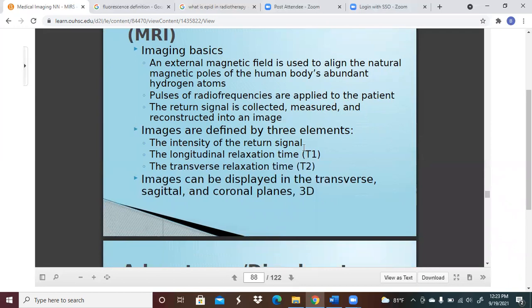So you got three elements here. You've got the intensity of the return signal, you've got the longitudinal relaxation time, T1, and you've got the transverse relaxation time, or T2. A lot of times when images are referred to by physicians, they want these merged with the CTs that are taken. They'll refer to them as T1 or T2. And there are other descriptions that you can use to refer to those images. They can be displayed in the transverse, sagittal, or coronal planes.